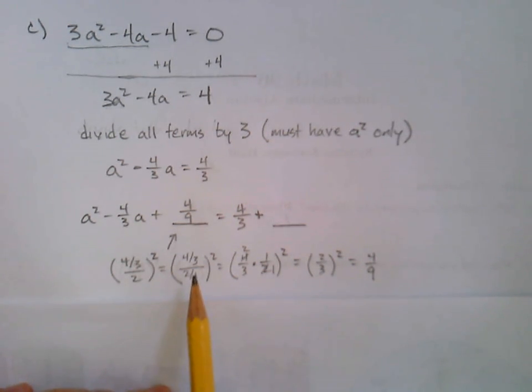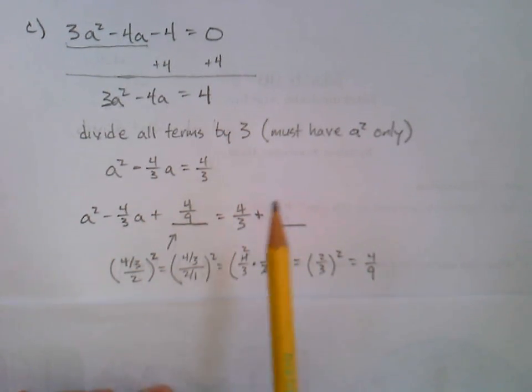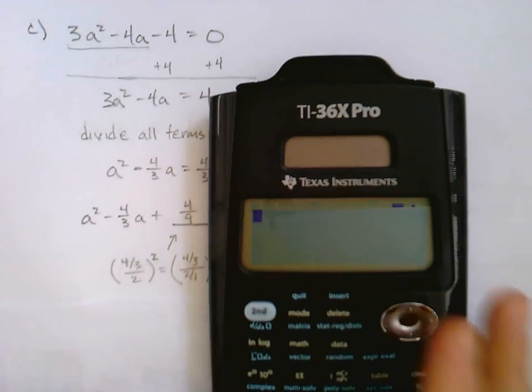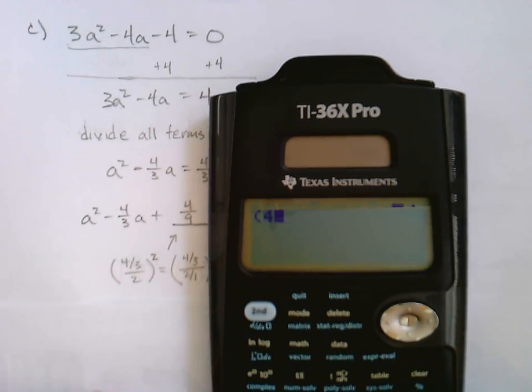So, if you're struggling with your fraction skills, hey, grab a calculator, right? I mean, that's why we have them. You don't have to do this by hand. Let me take a look at that. If I did 4 over 3 over 2 squared, 4 over 9, boom. Right?